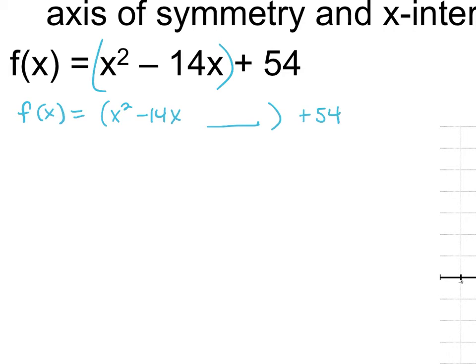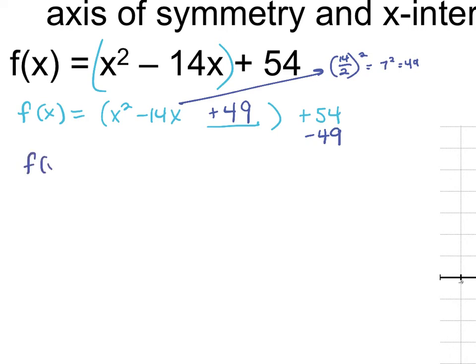Then I take that 14, divide it by 2 and then square it. It doesn't matter the sign because I always square it at the end. So I get 7 squared, which is 49. I'm going to add it inside the parentheses. To balance the equation, I have to subtract it from outside the parentheses. In Algebra 2, we added to both sides of the equations because there was a y on the other side. In function format, we add inside the parentheses, subtract outside the parentheses because we have to balance out this equation.